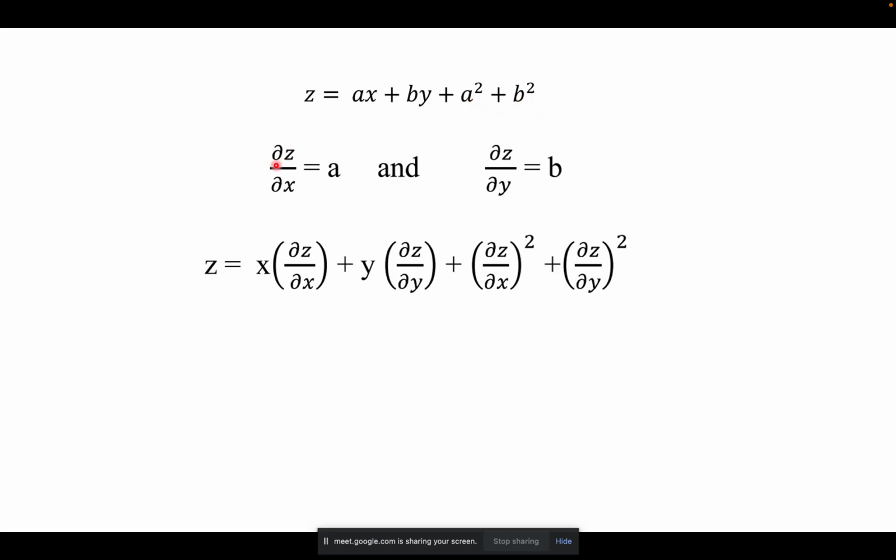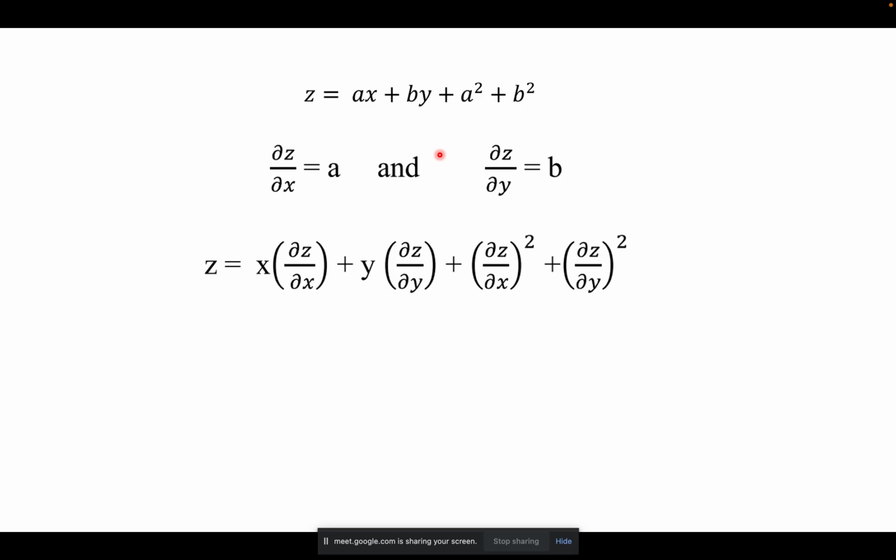So the value of a square will be del z by del x whole square, and then the value of b square will be del z by del y whole square. So this is basically the partial differential equation that is found by eliminating the arbitrary constants in the given equation. So this is how you solve such type of problem.